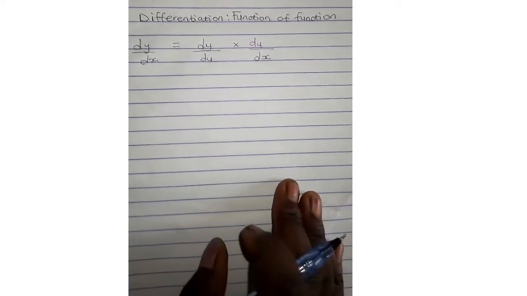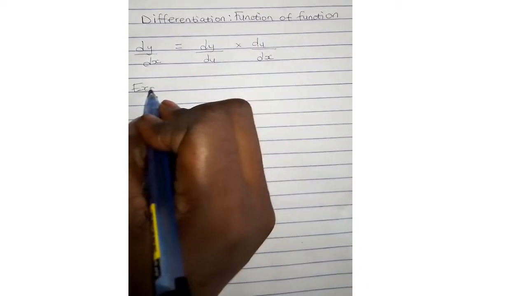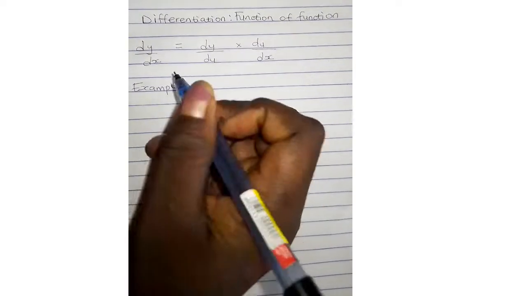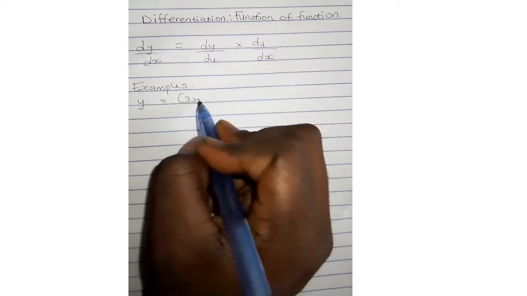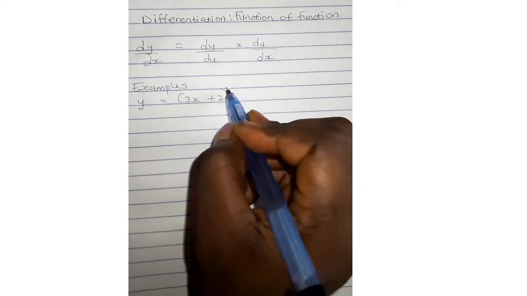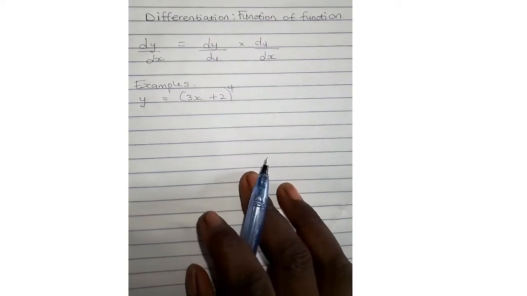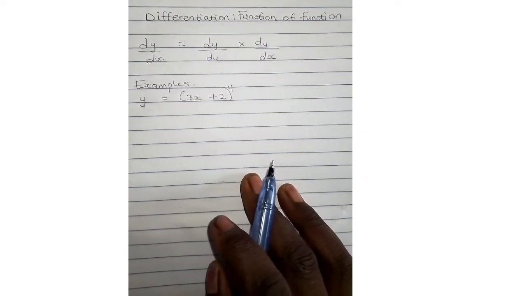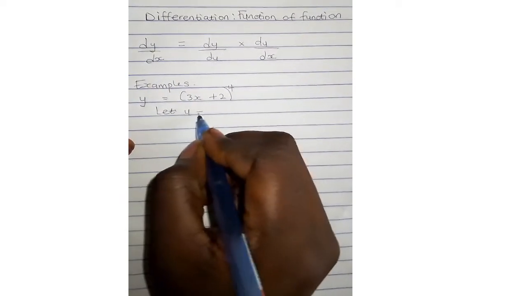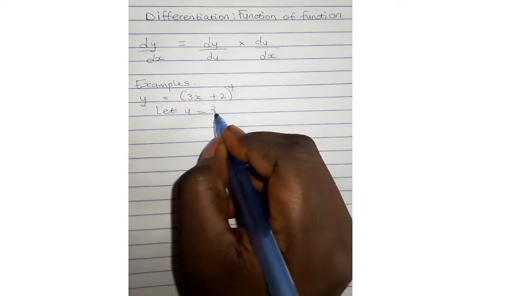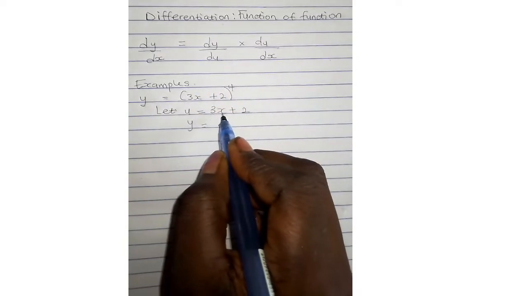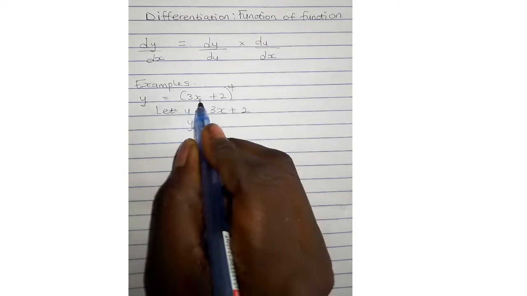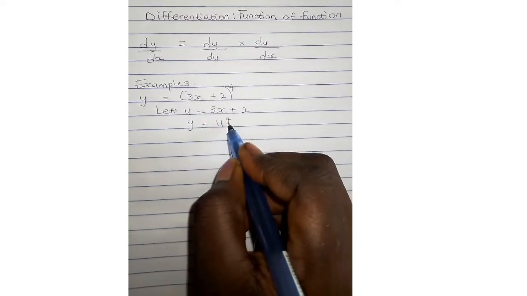Okay, we're going to take an example under this. We have a function given as y equals (3x + 2) to the power of 4. Now, when we have something like this, this is how we solve using chain rule or function of function. We're going to say let u be equal to the expression in the bracket, which is 3x + 2. So our y will become u to the power of 4, since u is already 3x + 2.